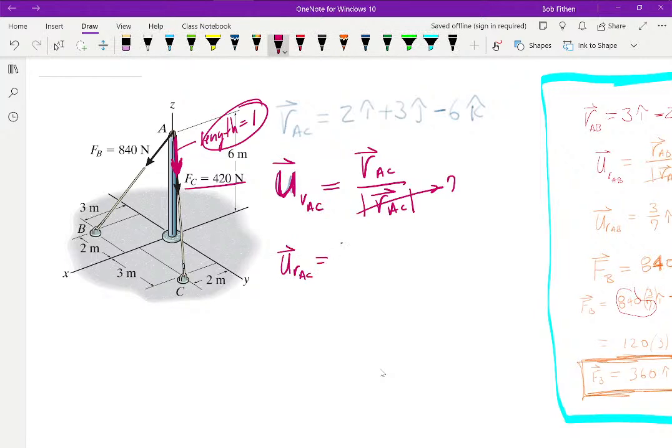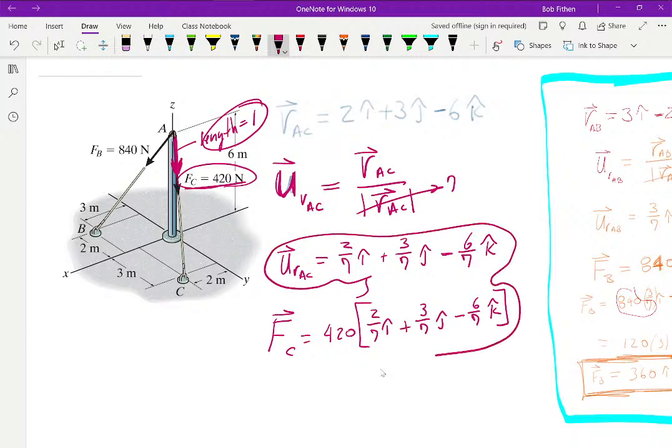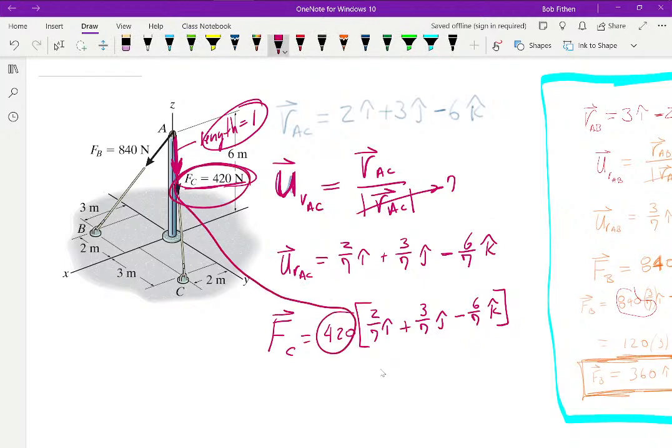So URAC is going to be equal to 2/7 of I plus 3/7 of J minus 6/7 of K. Now, if I want to know the force vector, its magnitude is 420, but the force vector itself is 420 times 2/7 of I. You know what? I'm going to put a box right here. That might clarify it. And it clarifies it in one regard, that this right in here is in fact that unit vector, and this is in fact the magnitude of the force.